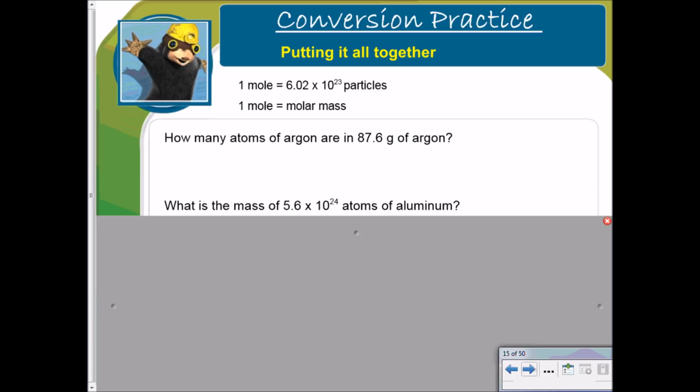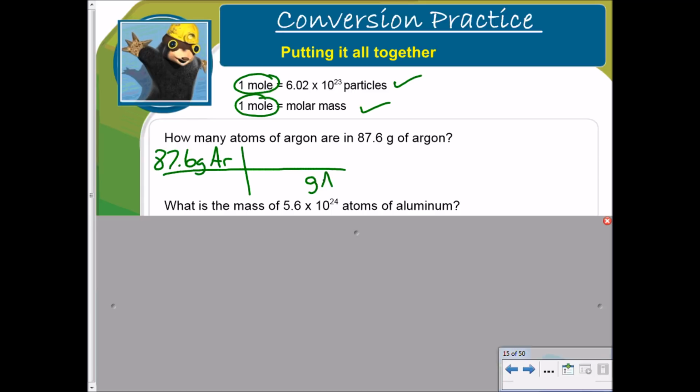Okay, so putting it all together, if you know that 1 mole equals 6.02 times 10 to the 23rd, and you know 1 mole equals the molar mass, you should be able to go between these by always getting to the mole. Okay, so how many atoms of argon are in 87.6 grams of argon? So you start at 87.6 grams. You want to get rid of that, so it brings down here. You know a relationship between mass and moles, so we'll go there. And that relationship is that 1 mole is equal to the molar mass. So where do we find the molar mass of argon? From the periodic table.